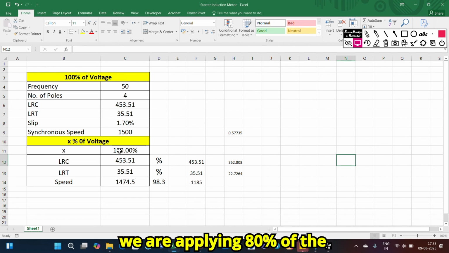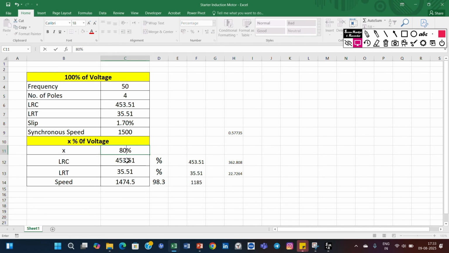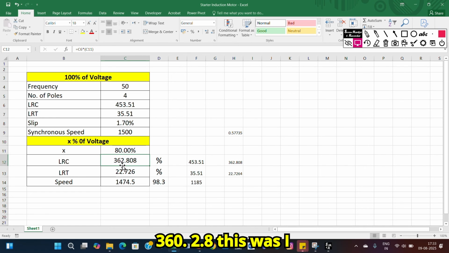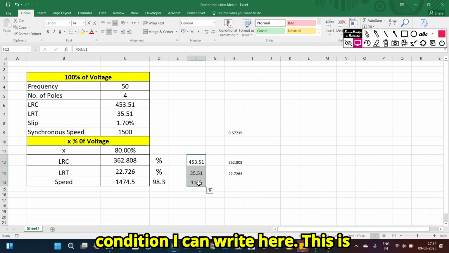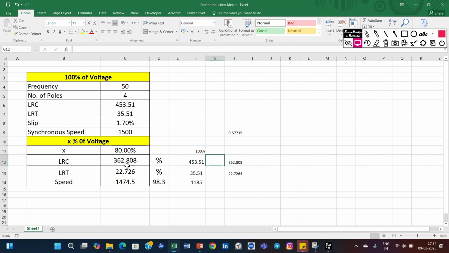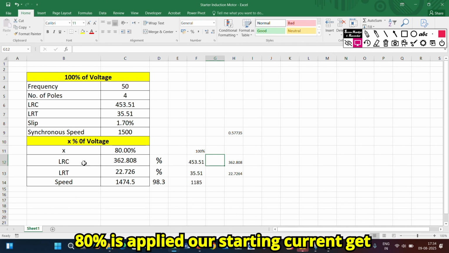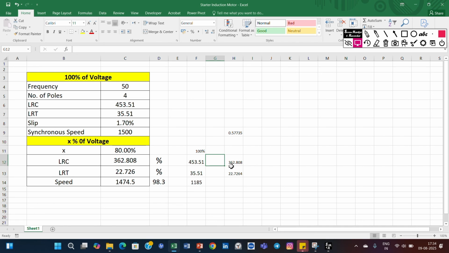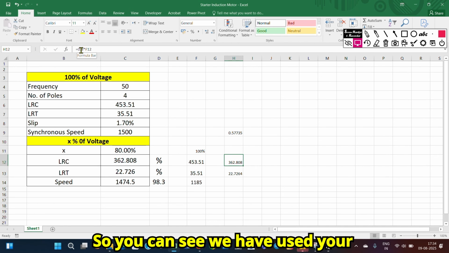Now suppose we are applying 80% of the voltage. You can see the LRC gets decreased to 362.8. I have kept this as the 100% condition. I can write here, this is at 100% of the voltage. When 80% is applied, our starting current gets reduced by x, that is 80%. So you can see we have used your formula.